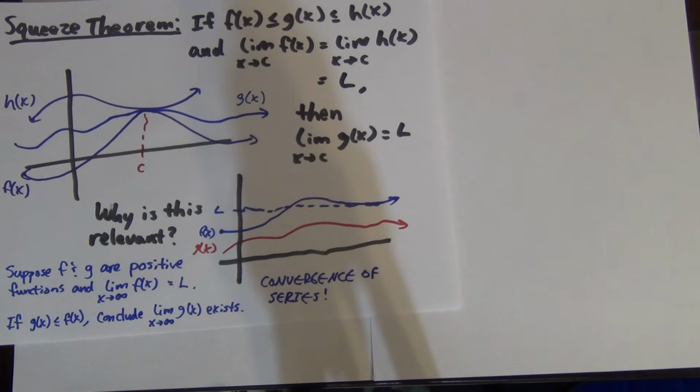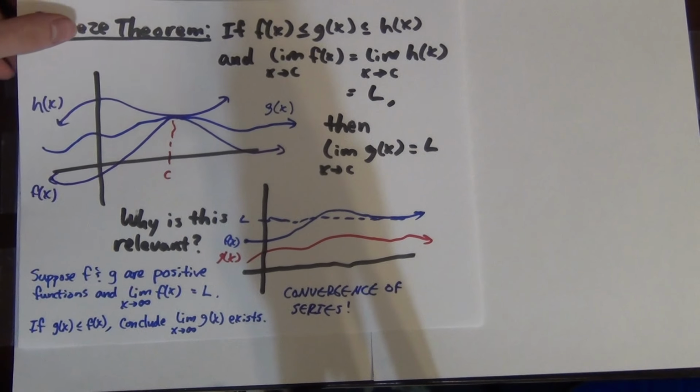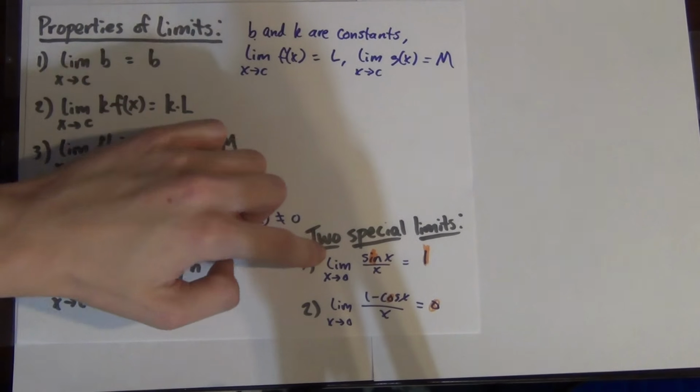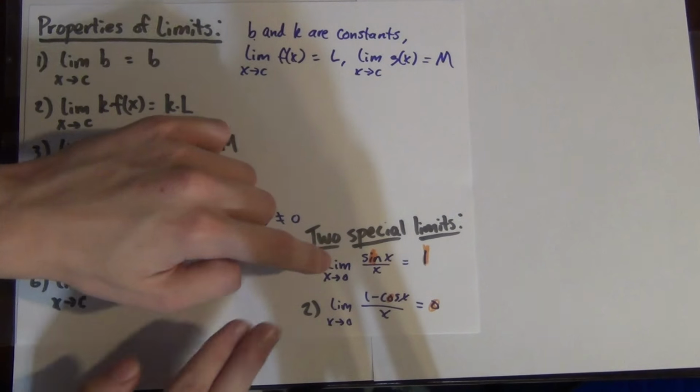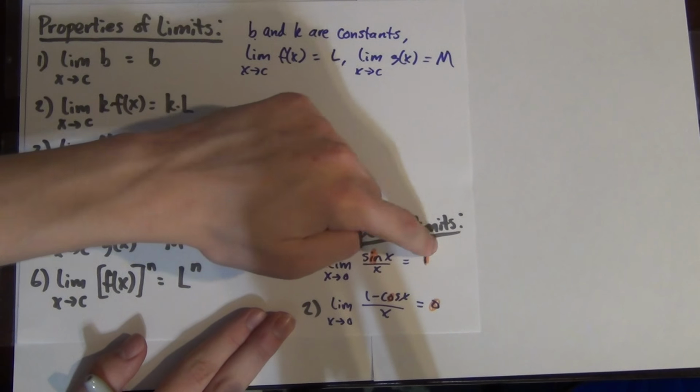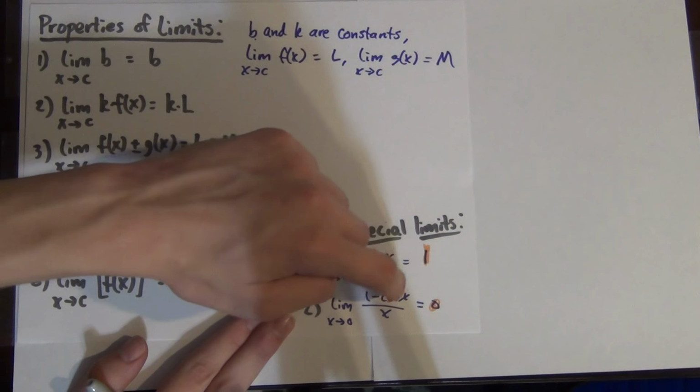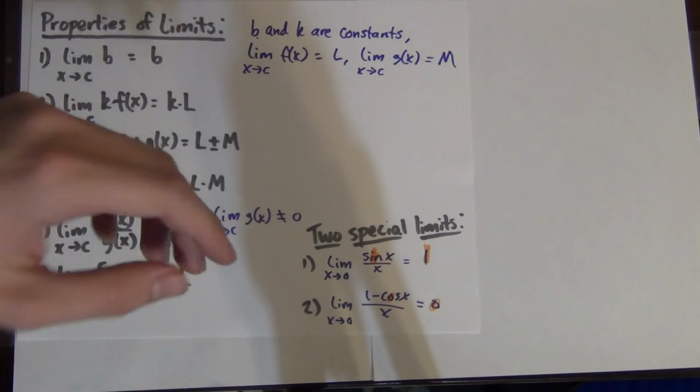All right. Now the very last thing that I stated in my first lecture is I talked about these two special limits, right? The limit as x approaches 0 of sine of x over x is 1. Limit as x approaches 0 of 1 minus cosine of x over x is 0. And I taught you a really dumb way to memorize it.